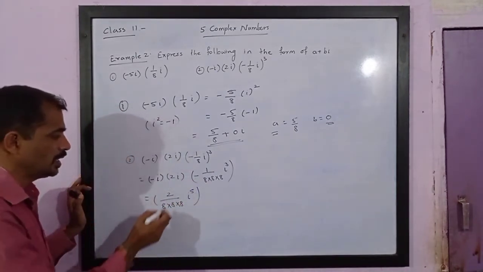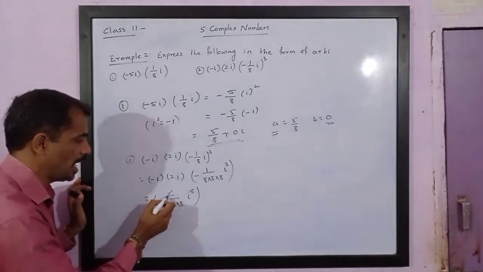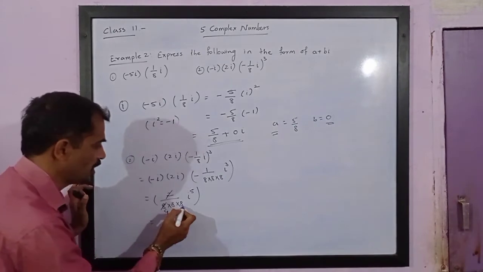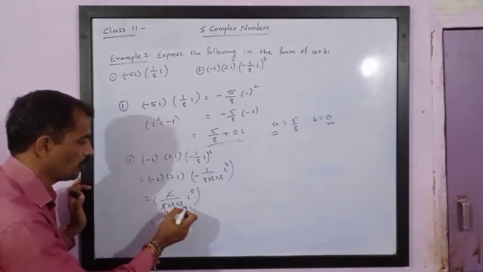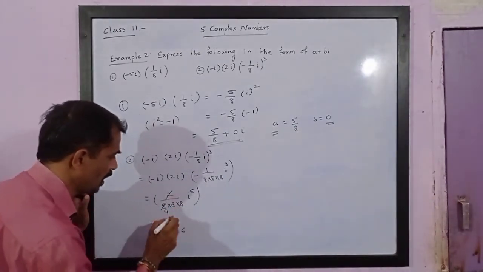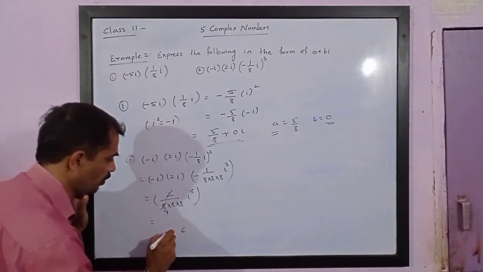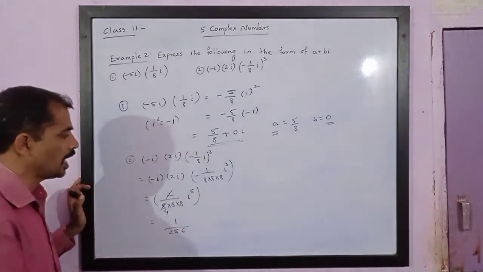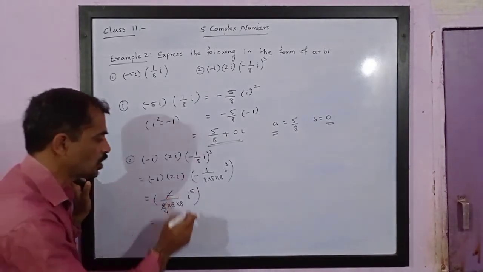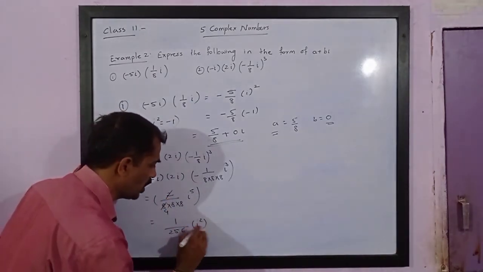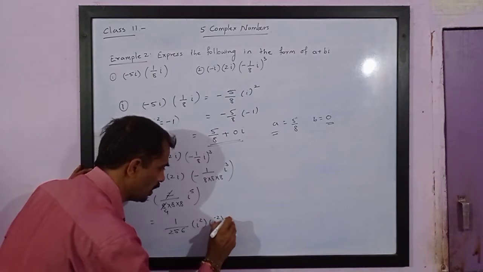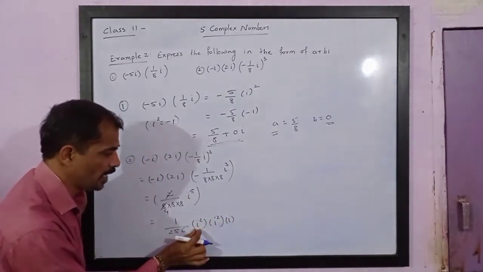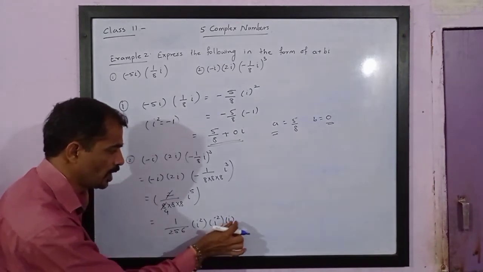Now see, we can reduce it, so you will get 1 upon 4. It means this is 64 into 4, 4 4s are 16, 1 carry, 4 6s are 24, 256 in the denominator. Sorry, we are having numerator 1. i raised to 5 is nothing but i square into i square into i. We know i square is equal to minus 1, this is also equal to minus 1.